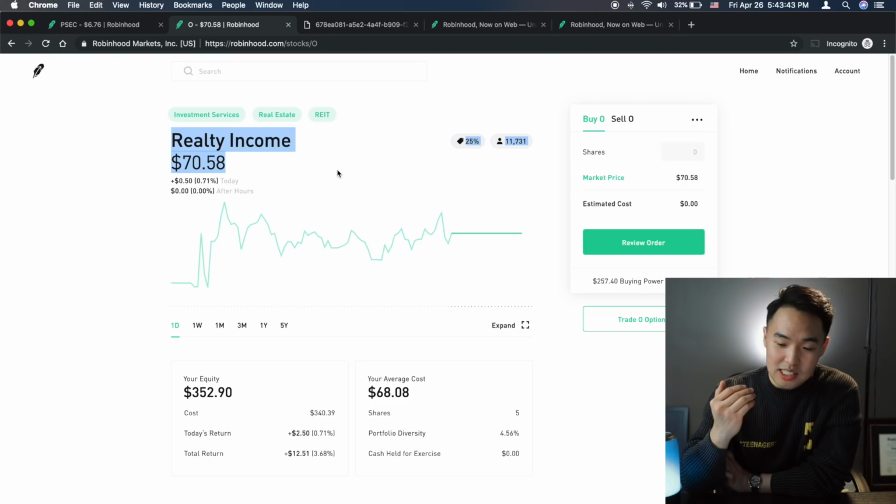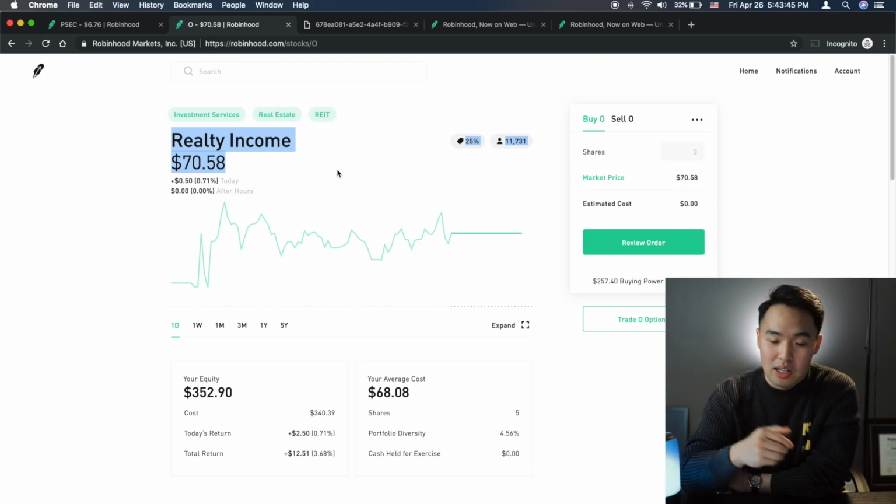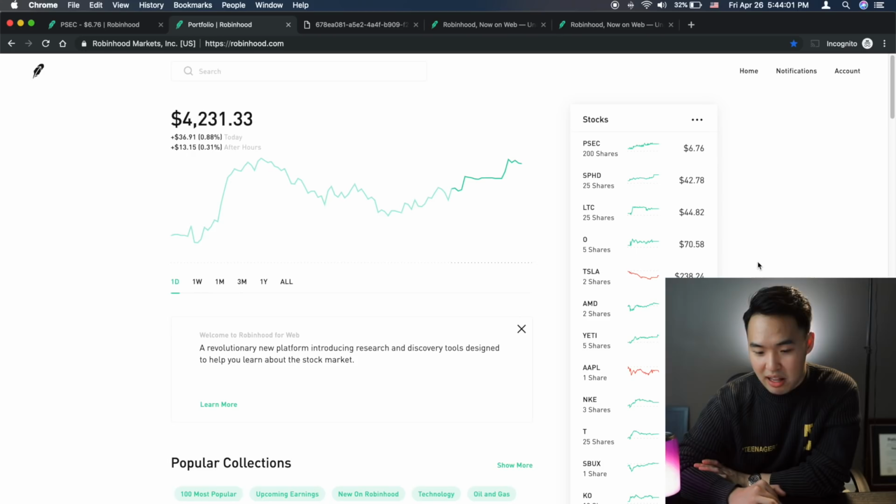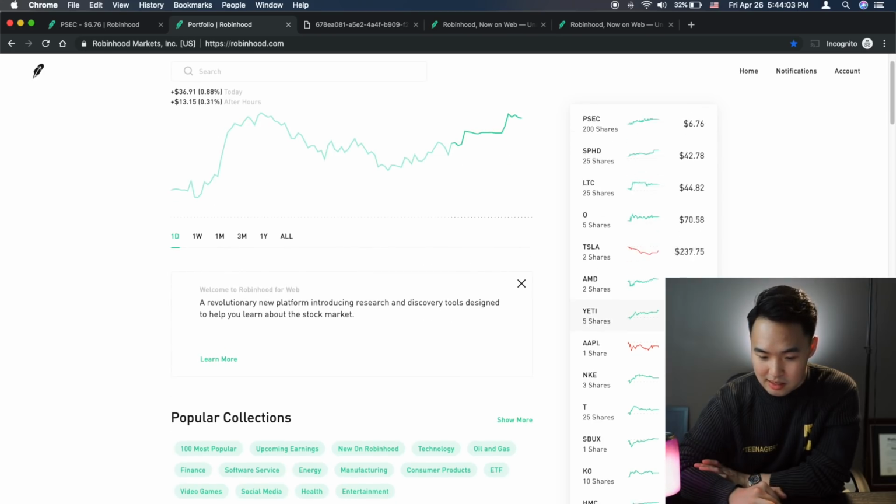This is most likely not going to be a good stock to swing trade unless you think that Realty Income is going to go up in value a lot more than $70. But I think that Realty Income right now is very overpriced. It is above market value or fair value when it comes to Morningstar's analysis.